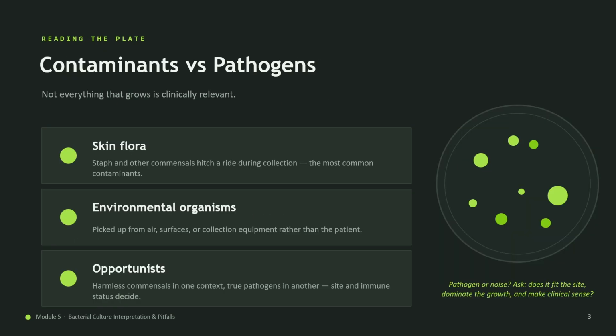Everything that grows is clinically relevant. Plates are routinely populated by organisms that have nothing to do with disease. Skin flora, staph species, for example, hitch a ride during collection and are among the most common contaminants. Environmental organisms from the air, surfaces, or collection equipment can appear the same way. And then there are opportunists, organisms that may be harmless commensals in one context, but genuine pathogens in another, depending on the site and the patient's immune status. The skill here is distinguishing a true pathogen from background noise. Look at whether the organism fits the site, whether it's the dominant growth, and whether it makes clinical sense.